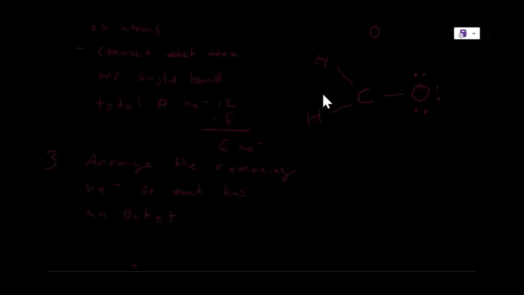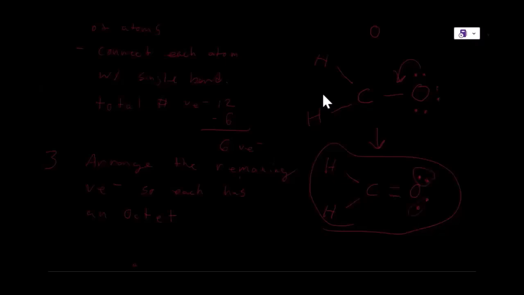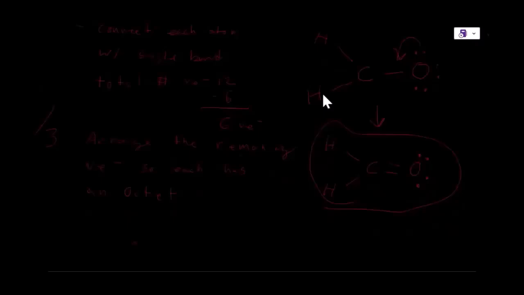We use a lone pair of electrons on the oxygen to make another bond between carbon and oxygen to form a double bond, and we would end up with a molecule like this, where the carbon has a full outer shell of 8 valence electrons, 2, 4, 6, 8. The oxygen has a filled outer shell of 8 valence electrons, 2, 4, 6, 8. And the hydrogens have a filled outer shell of 2 valence electrons. So step 3 is complete, and this meets all the requirements for a Lewis structure.